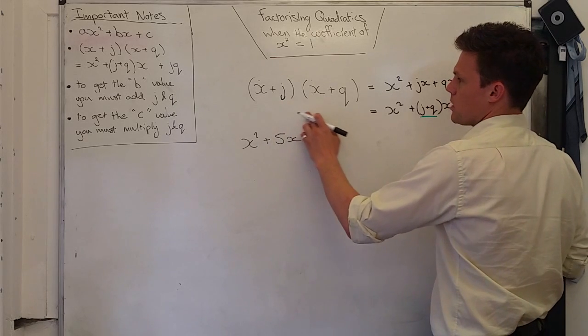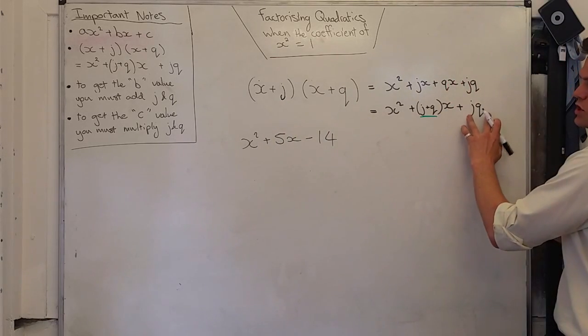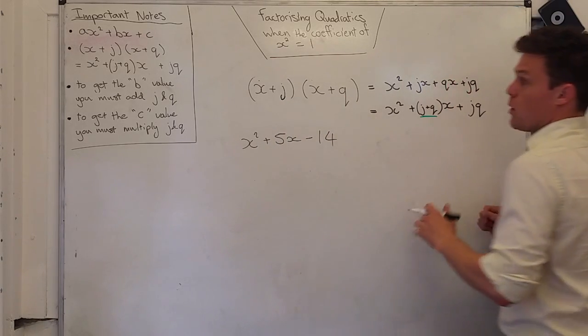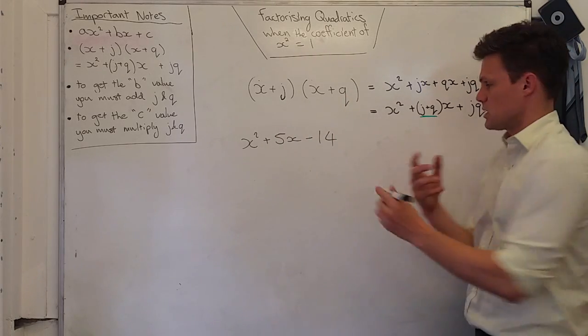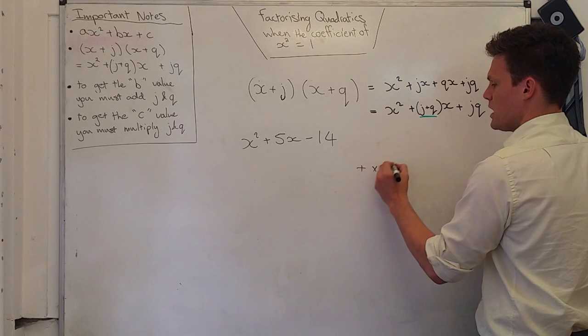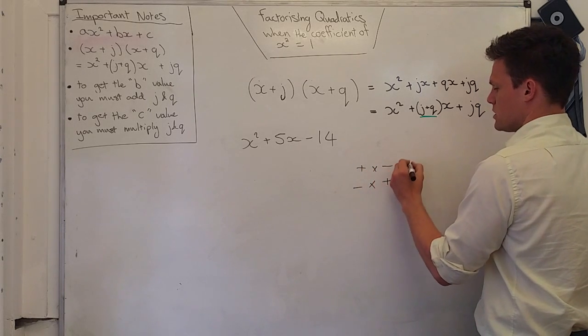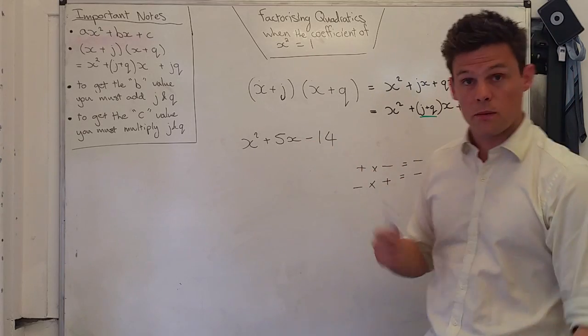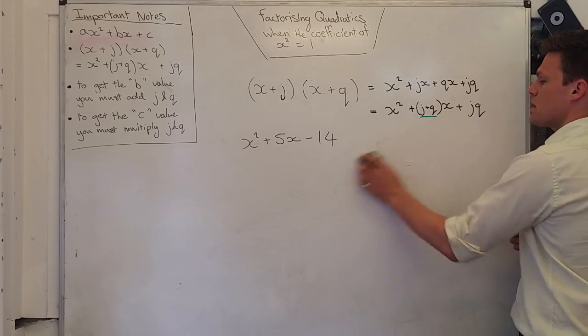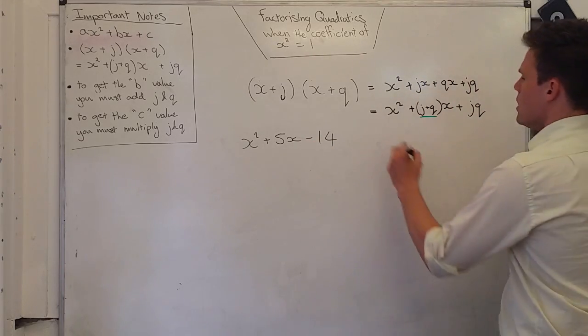obviously remember I had multiplied j and q to get my c value. One of these, j and q, has to be negative, because I can either get a positive times a negative or a negative times a positive to give me my negative value of c. So I'm going to be on the lookout for that. But other than that, the process is exactly the same.